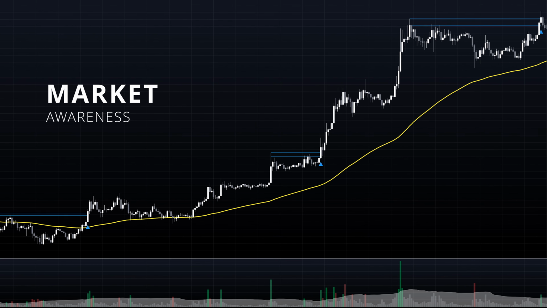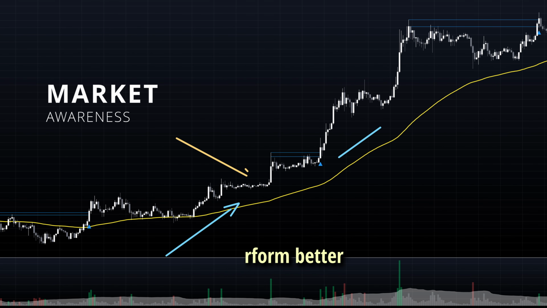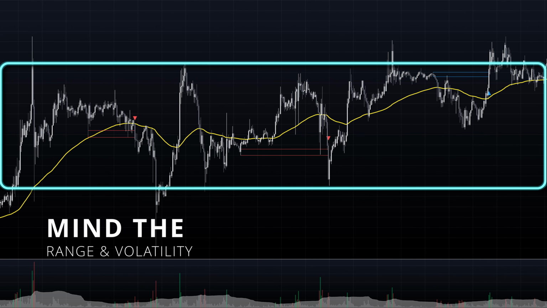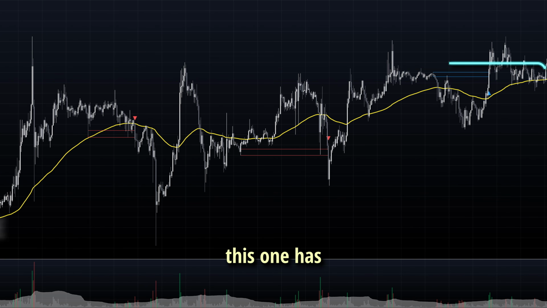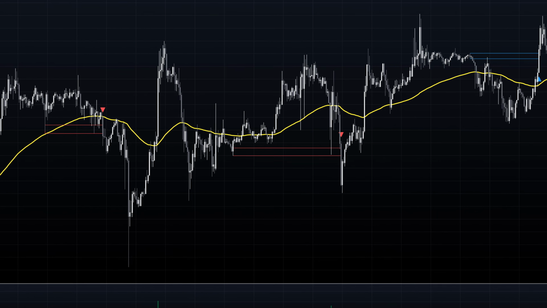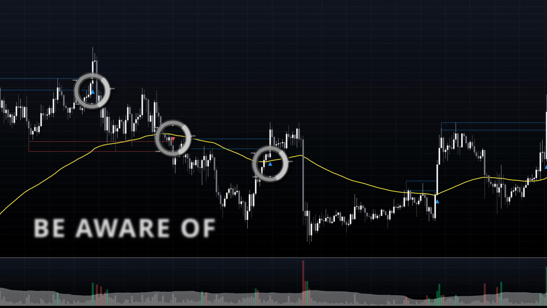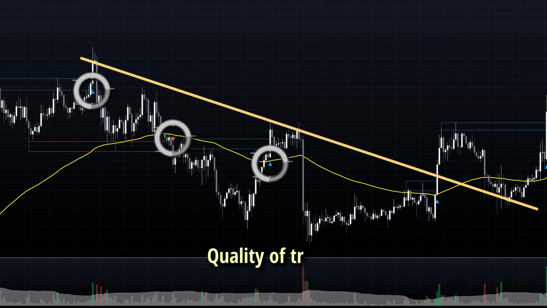Stay market aware. This strategy tends to perform better in trending markets. Be cautious in ranging or highly volatile conditions. Like any strategy, this one has potential pitfalls to watch out for. False breakouts. These can occur, especially in choppy markets. Don't chase every signal blindly. Quality of trades is more important than quantity.